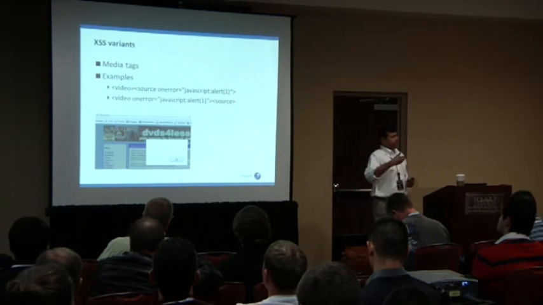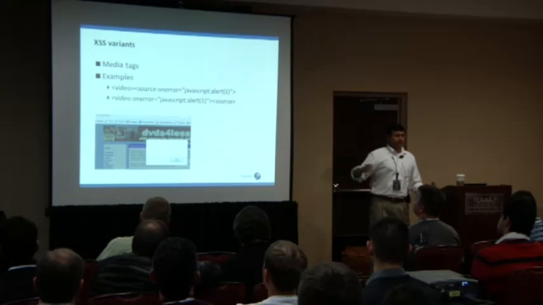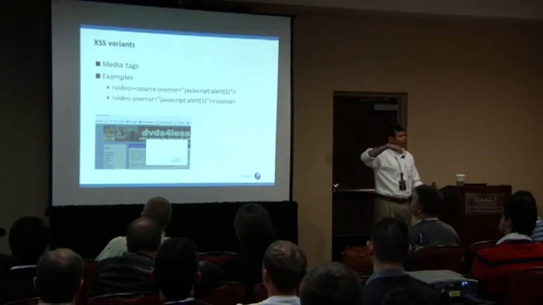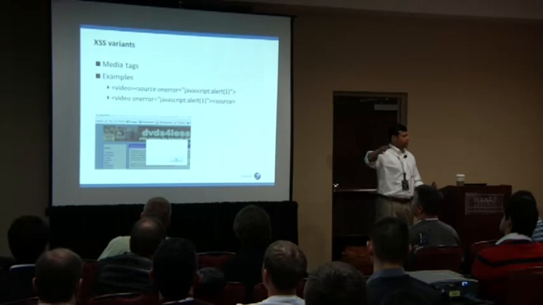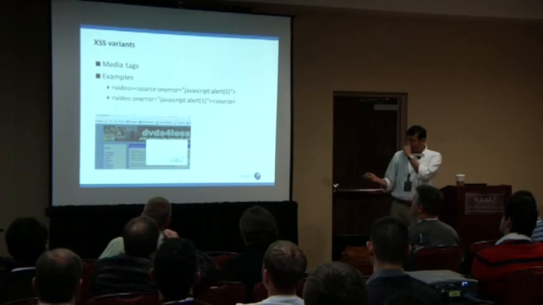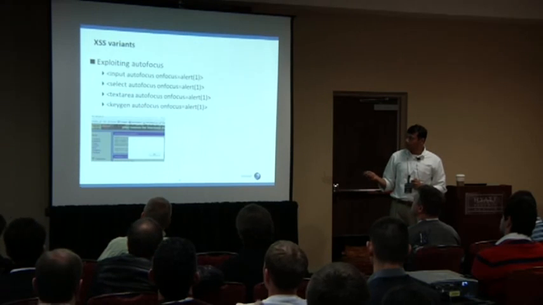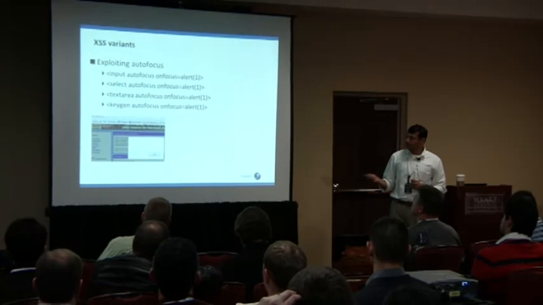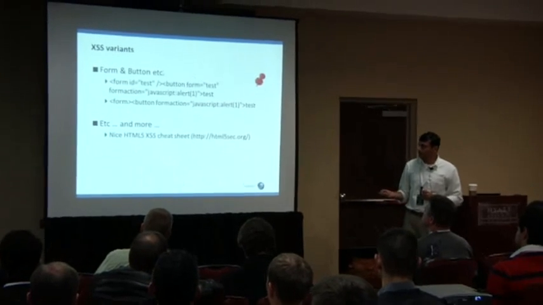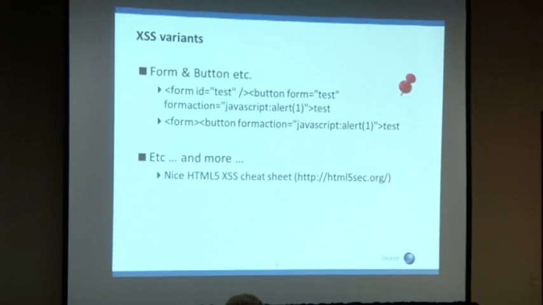So if you have a filter which is doing some kind of typical reflected and persistent XSS protection, and if the filter doesn't have these tags in its blacklist, this will allow you to do cross-site scripting. For example, over here we are using the video tag for onerror and popping up an alert. Over here we are using alert with autofocus, keygen, textarea, select, input. And over here we have a form ID. There is a very nice cheat sheet out there called html5sec.org, which has a compilation of all these different tags and values which can be added to your blacklist.